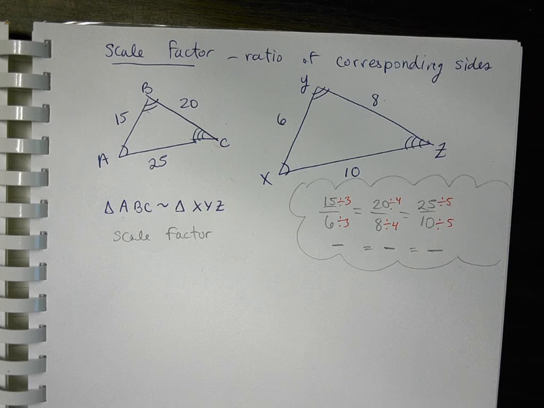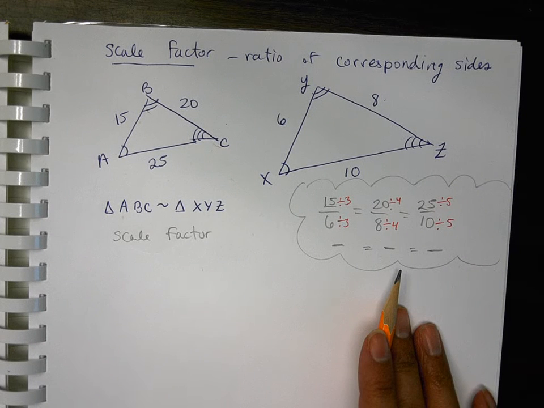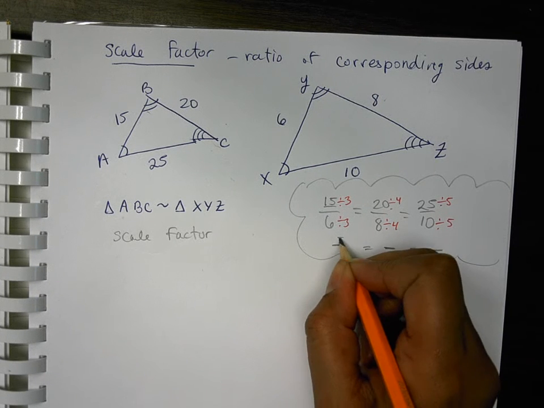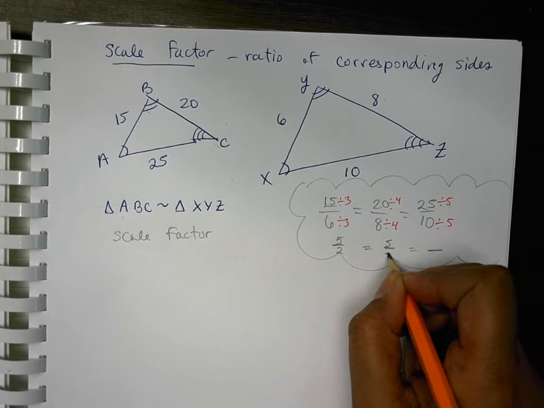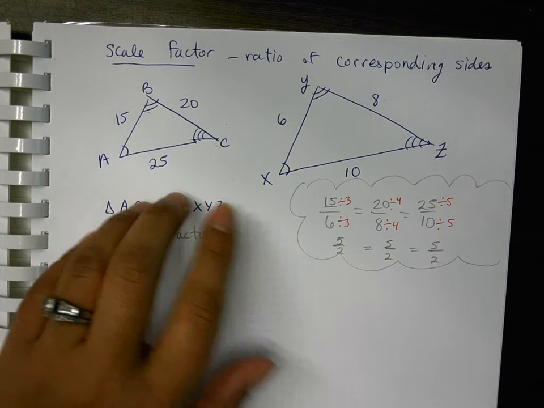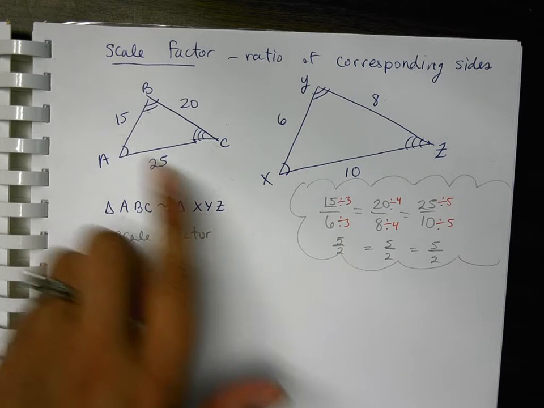Did they all come out the same? What did we get as the answer? All of them? 5 over 2, 5 over 2, 5 over 2. Do we agree? Yes. So I gave you this statement, but did we just prove here that these two triangles are similar?